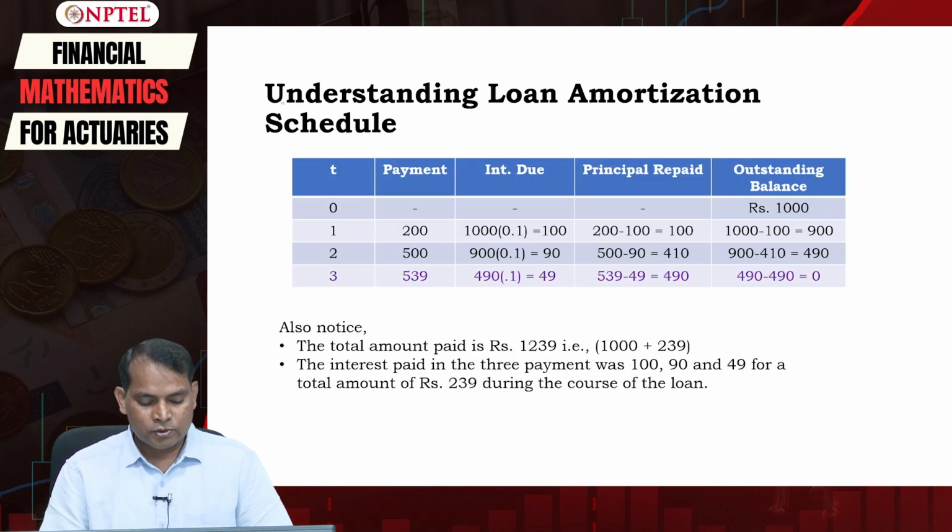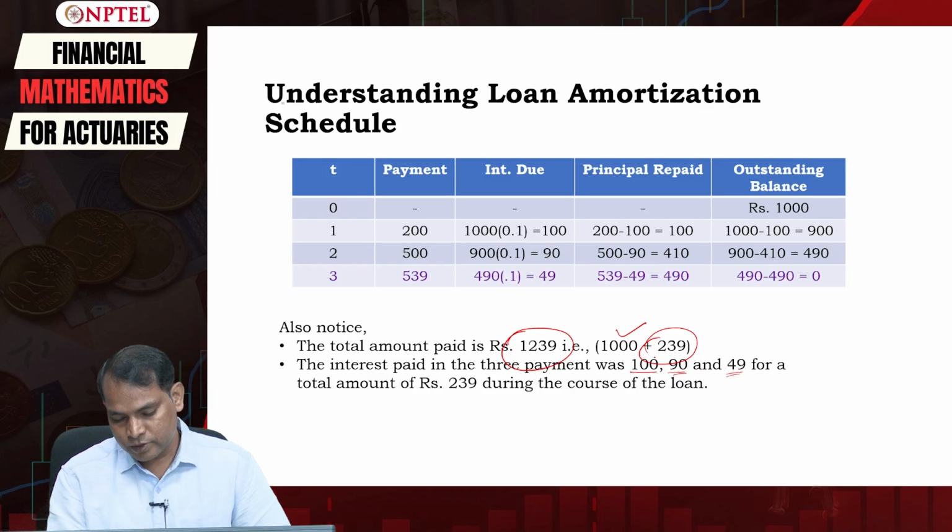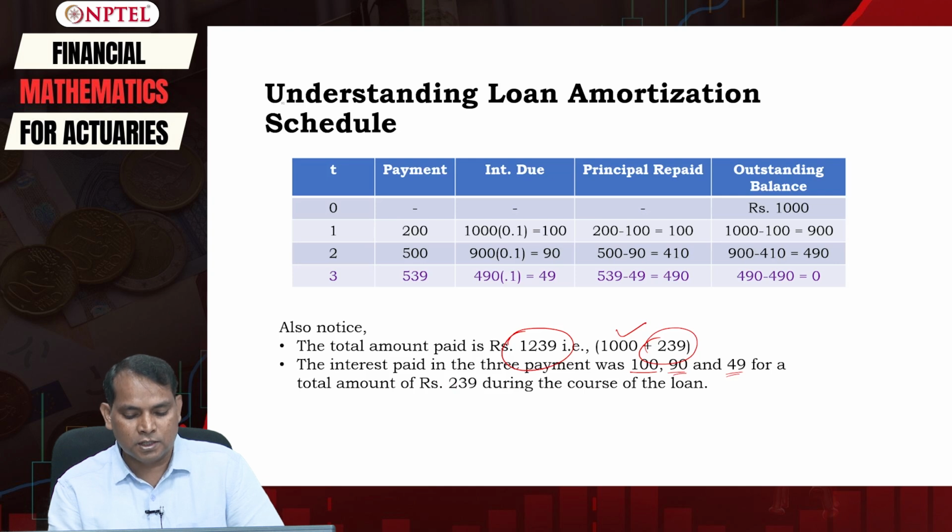So, what you notice here, the total amount you have just paid is 1239. Okay, 1239, that is 1000 the initial loan amount and the interest amount is 239. So, the interest paid in the first year was 100, the second was 90 and the third was 49. So every time it is gradually decreasing, for a total amount of 239 during the course of the loan.